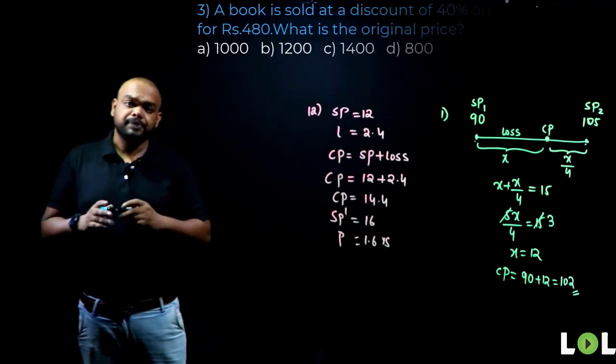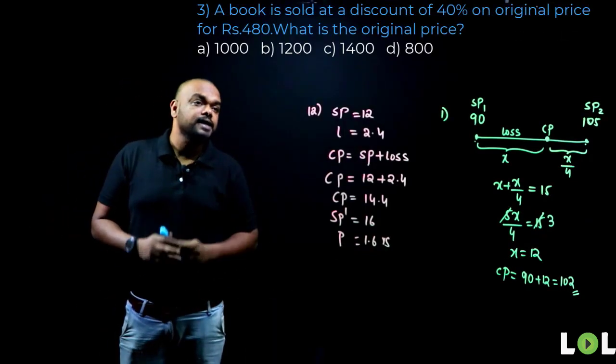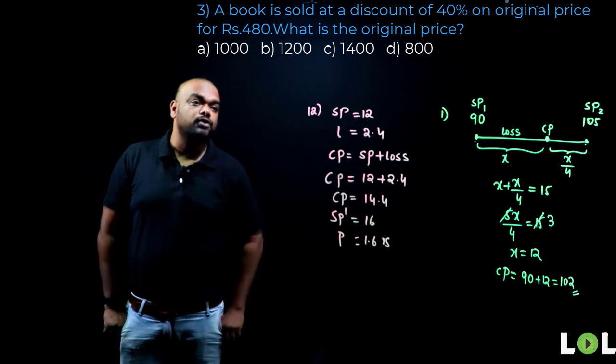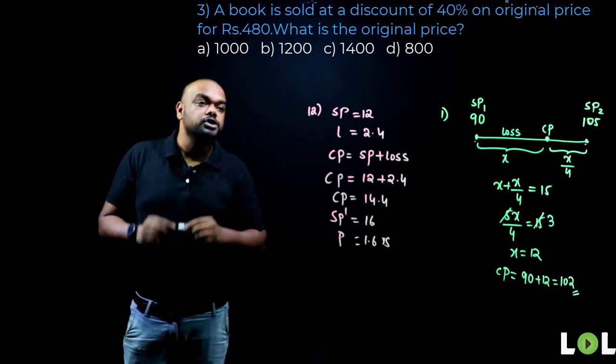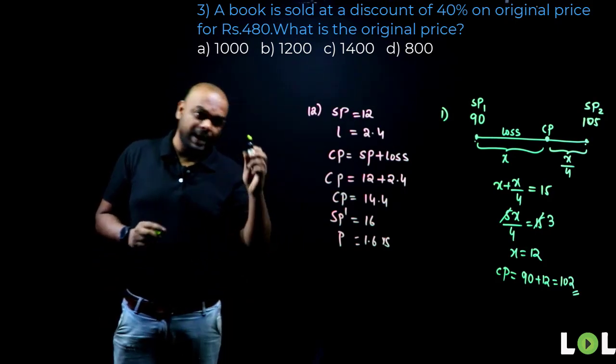Question number 3, it says the book is sold at a discount of 40% for rupees 480. What is the original price of the book? Once again, very simple question.